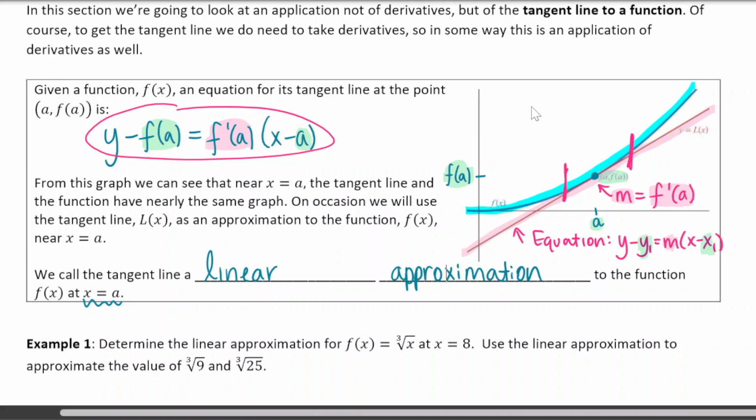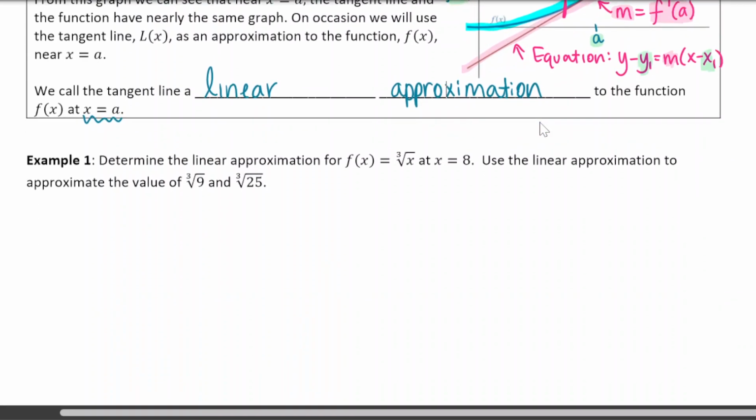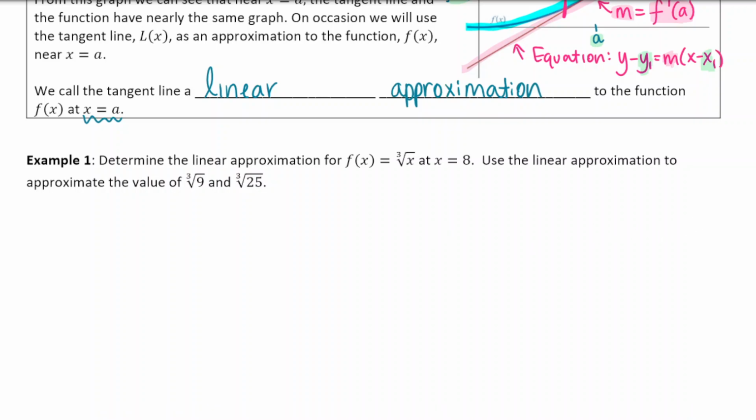So let's go ahead and try some examples. The first example says: determine the linear approximation for f of x equals cube root of x at x equals 8. Use the linear approximation to approximate the value of cube root of 9 and cube root of 25. Okay, so let's do this.